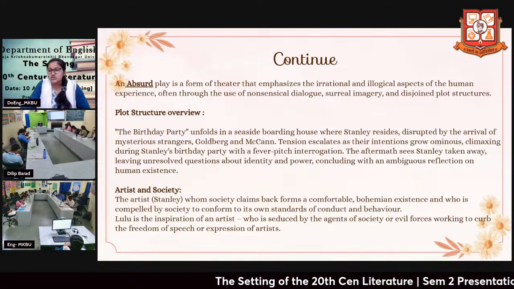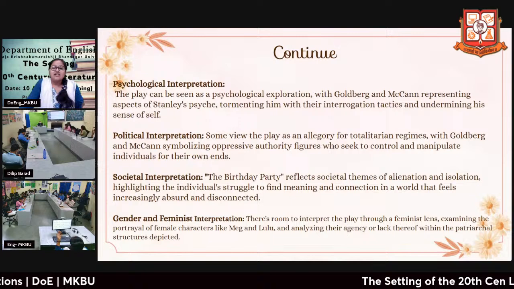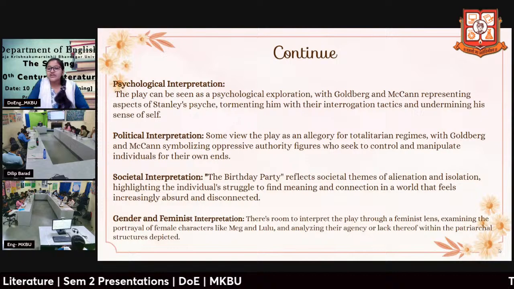Second, psychological interpretation. As we can see in this play, psychological exploration, where Goldberg and McCann start torturing Stanley and questioning him constantly with their interrogation tactics, undermining his sense of self.